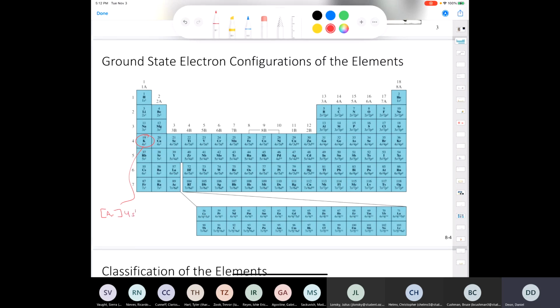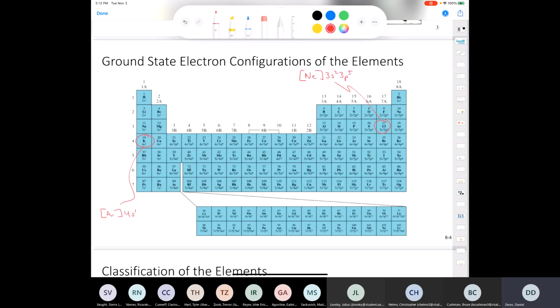Let's look at another example, and I'm just picking them here at random. Let's look at chlorine. Chlorine has 1, 2, 3, 4, 5, 6, 7 valence electrons, right? You see 3s2, 3p5, so 2 plus 5 gives me 7. What's the electron configuration of chlorine? Well, the noble gas that precedes chlorine is neon. So I put neon 3s2, 3p5.